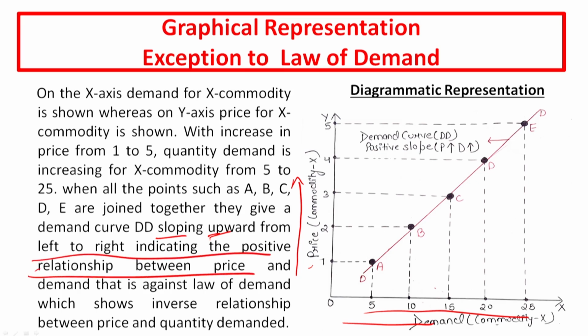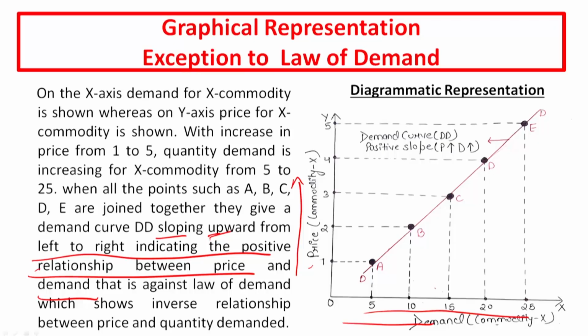indicating the positive relationship between the price and demand, which we have already discussed, that in exception to law of demand, there will be a direct relation between the price and the quantity demanded. If the price rises, the quantity demanded will rise. On the contrary, when the price falls, the quantity demanded will fall. That is against law of demand, which shows an inverse relation between the price and the quantity demanded. So again, in the diagram we can see that as the price is increasing, the demand is also increasing in the same direction. There is no inverse relationship between the demand and the price, but there is a direct relation between both of them.